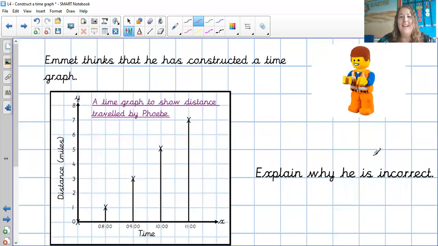Okay, let's have a look at our Emmett problem. Now, hopefully before I even read the question, you are screaming at me. Emmett thinks that he has constructed a time graph. Explain why he is incorrect. So this is a time graph to show distance traveled by Phoebe. I'm just going to pause the video here, or let you pause the video here, because you should be able to tell me what is wrong and what he has done.